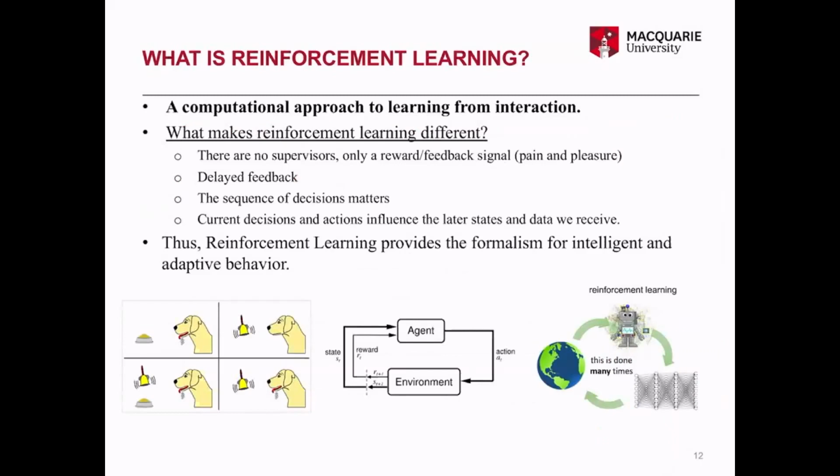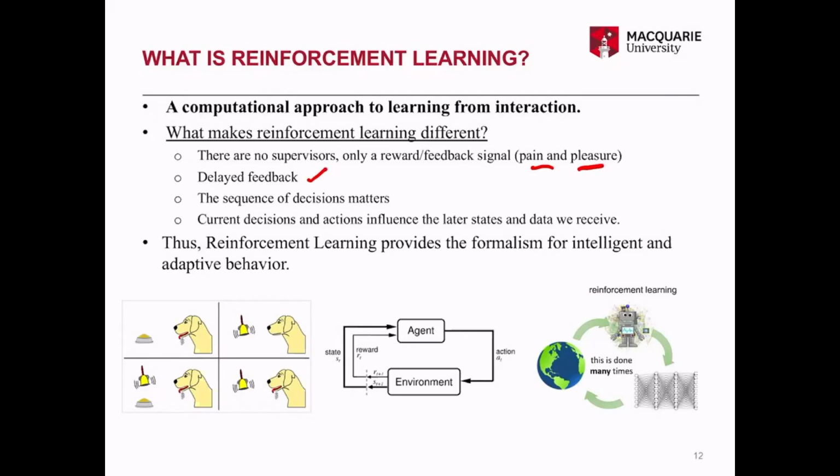So what exactly is reinforcement learning? Reinforcement learning is basically a computational approach to learning from interaction. What makes it different is that there are no supervisors, only a reward or feedback signal, the equivalent of pain and pleasure in nature. We have delayed feedback, so you do something and you get the feedback much later.